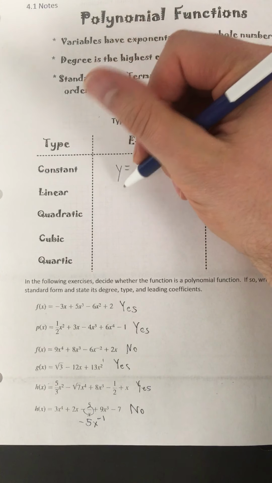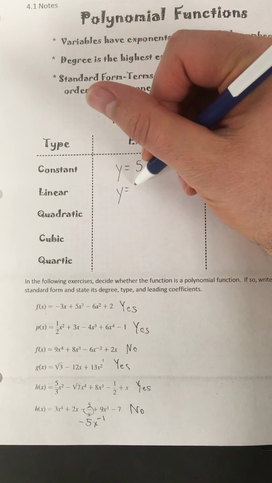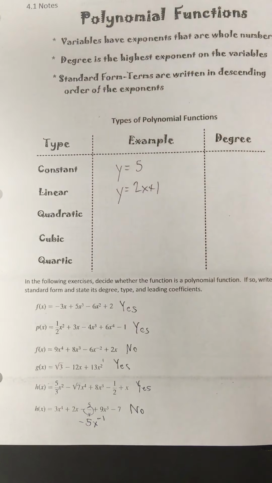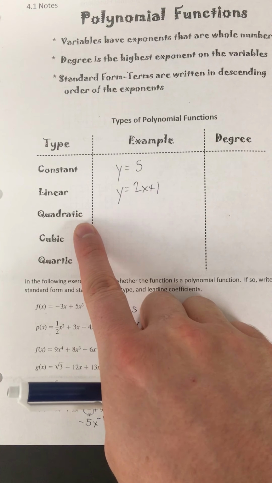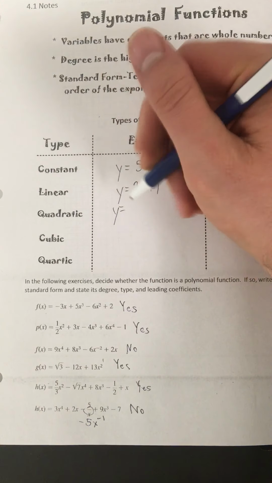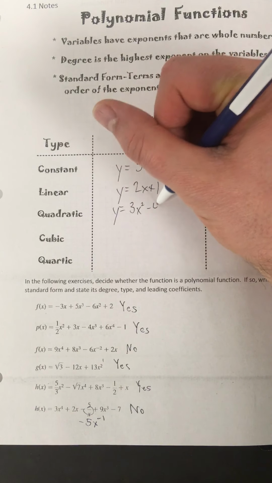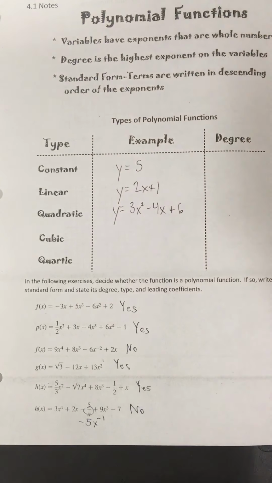Linear, you've seen linear before. That's like mx plus b. So for example, y equals 2x plus 1. That would be a linear function, a linear polynomial. Quadratic, what does the problem have to have to be quadratic? Got to have an x squared. So something like y equals 3x squared minus 4x plus 6. That would be an example of quadratic.